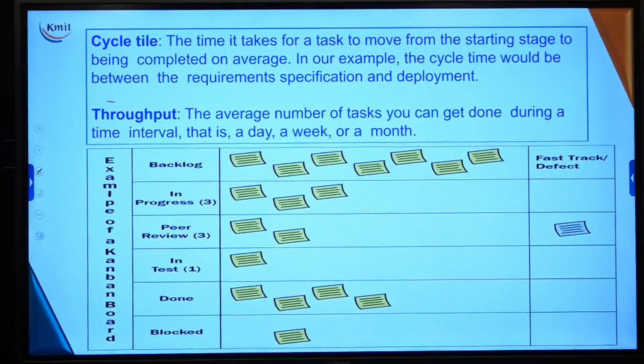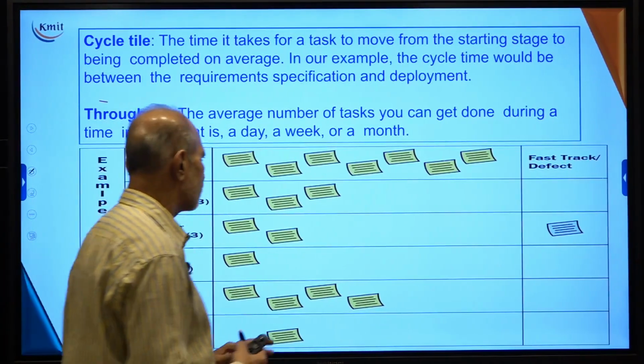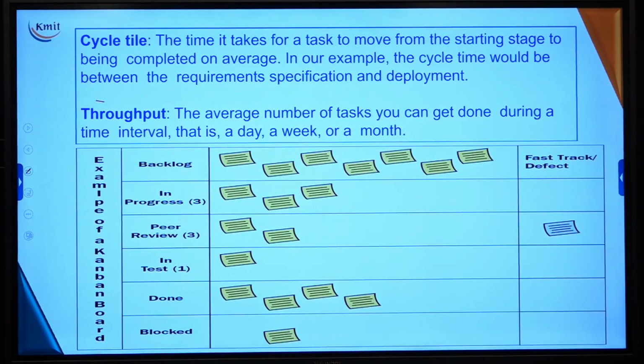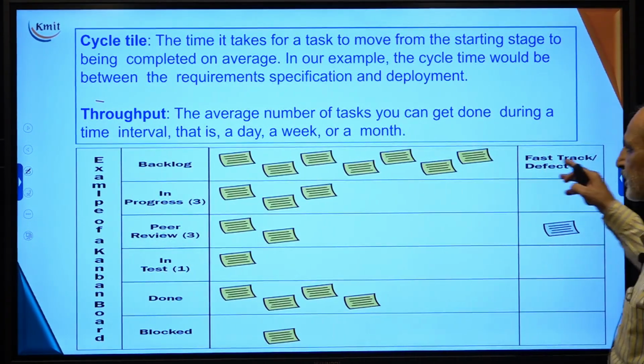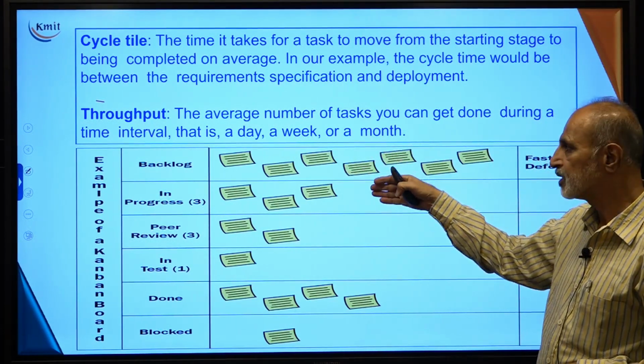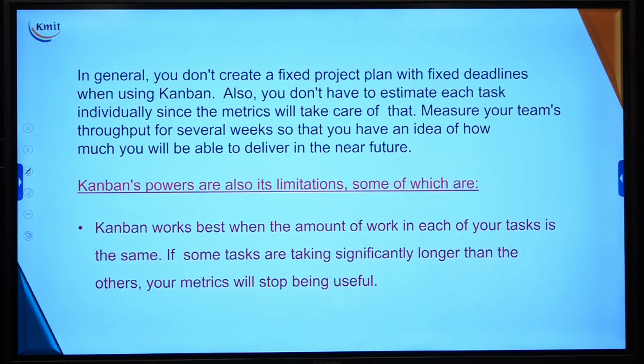So, you can see that we have a number of parameters to measure in Kanban, and the last parameter is throughput, the average number of tasks that can be done during a time interval, that is per day, per week or per month. What is my throughput? How many tasks am I able to complete? In general, we don't create a fixed project plan and fixed deadline when using Kanban.